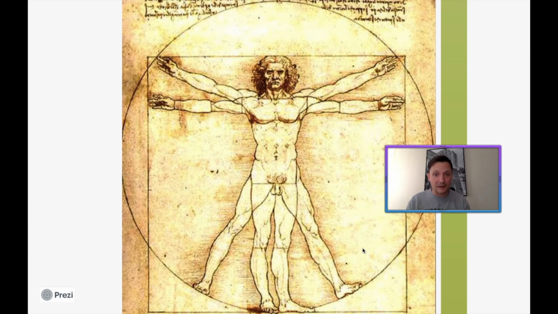V-I-T-R-U-V-I-A-N. The Vitruvian Man, right? He also used this in his journals to try and understand the proportions of the human form. He actually uses this Vitruvian Man chart to understand that my height is the same as my fingertip to fingertip wingspan, right?